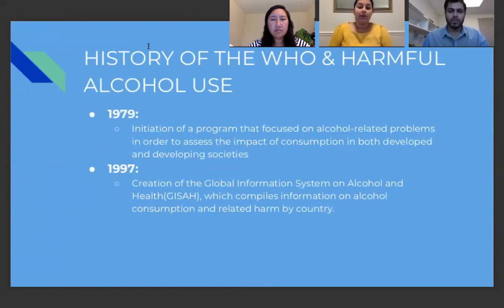The World Health Organization has made many great strides in addressing the harmful effects of alcohol use. In 1979, they initiated a program that focused on alcohol-related problems in order to assess the impact of consumption in both developed and developing societies. In 1997, they created the Global Information System on Alcohol and Health, which compiles information on alcohol consumption and related harm by country.